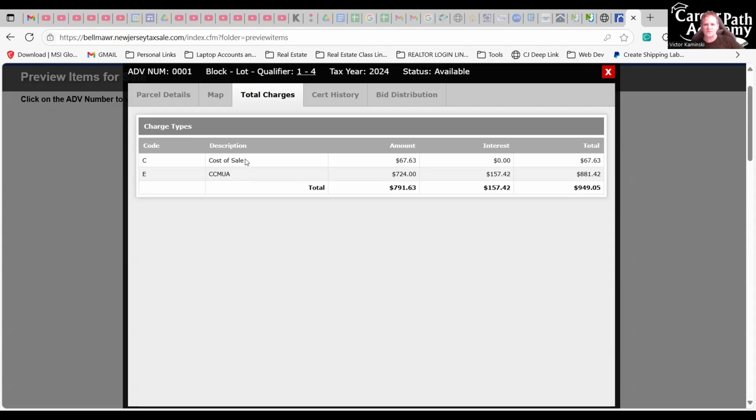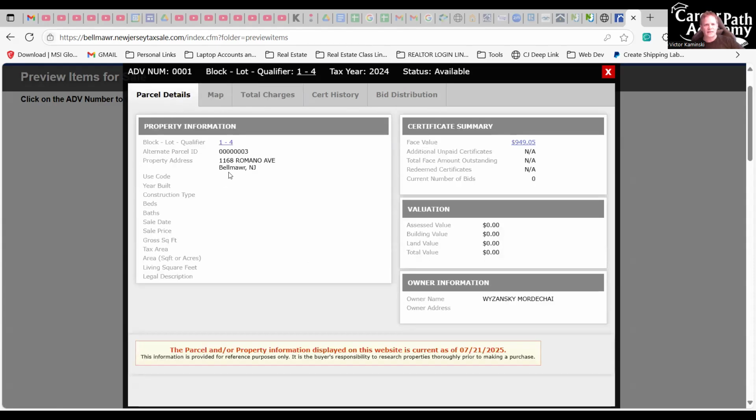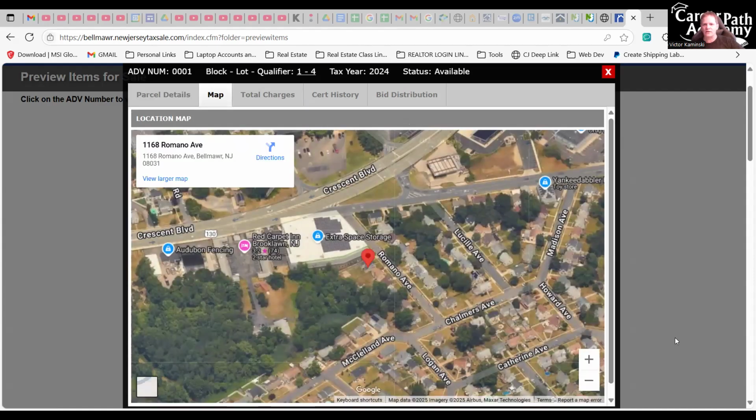And then there's the cost of sale too. So not sure what that is. But either way, the total auction outstanding amount that the bidder has to pay is $949.05. And then what do you get? Well, let's take a look. You get this parcel. They got the address here. You could Google it, or you could check on the map over here.